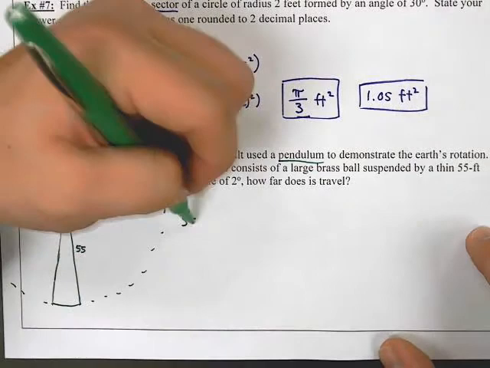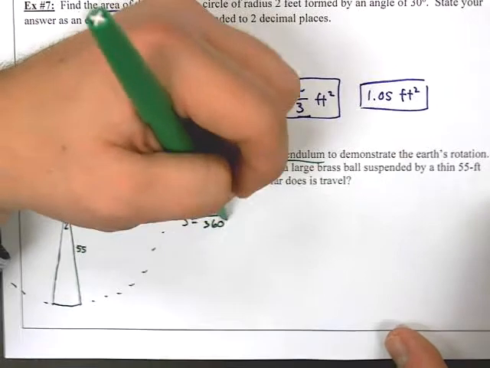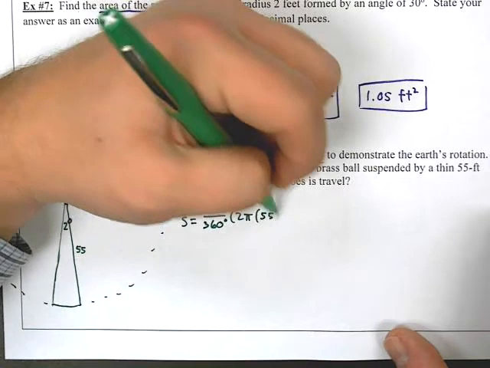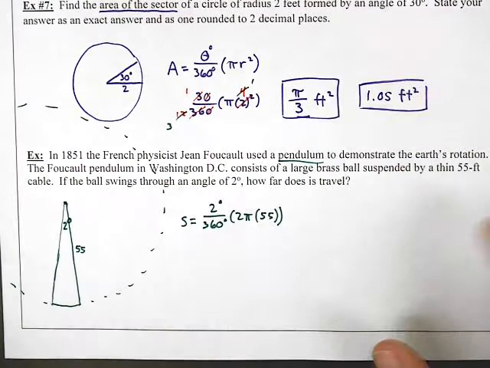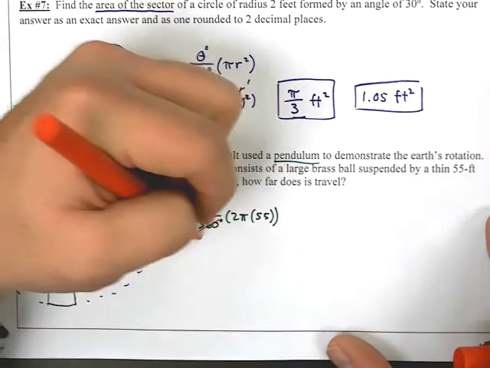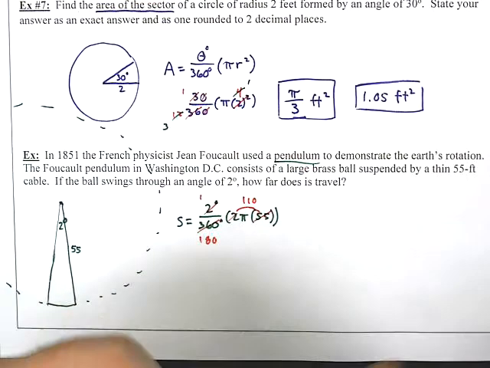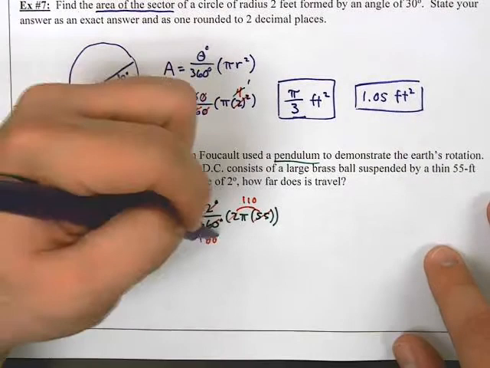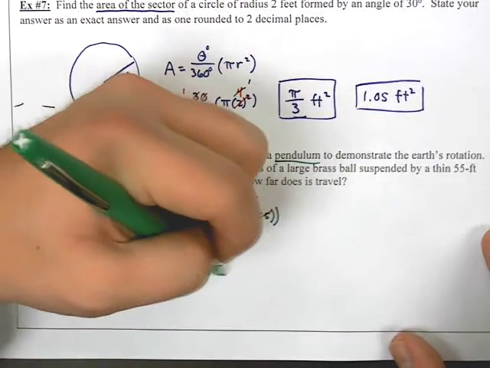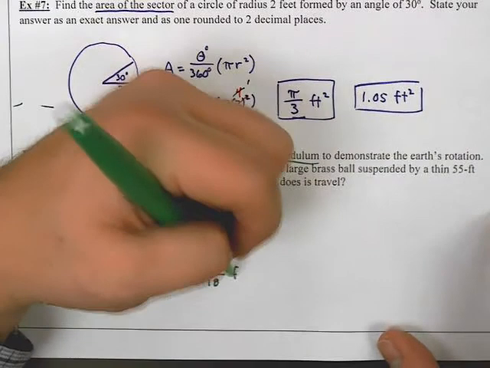All right? So S equals. Now, I have it in degrees, so I'm going to use theta over 360, and then again it's times 2 pi, and then our radius in this case is 55. Alright, let's see what happens. I could reduce this a little. 2 and 360 reduced to 1 and 180. 2 and 55, when I multiply that, that's 110. So the last thing I would really do, guys, is I would probably just reduce the zeros off of this, and now I know that S is equal to 11 pi over 18. And that would be in feet, because my units were feet.